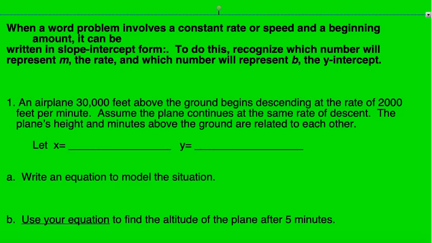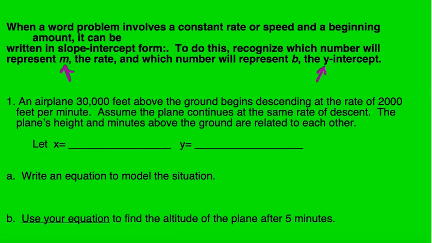All right, last one. Last one's the easiest one. It's when we are given a constant rate or speed and a beginning amount. These are the easiest ones. Why? Because we can write it in slope-intercept form. You just have to figure out what's your slope, the rate of change, and what's your y-intercept, so your beginning amount. So here's an example.